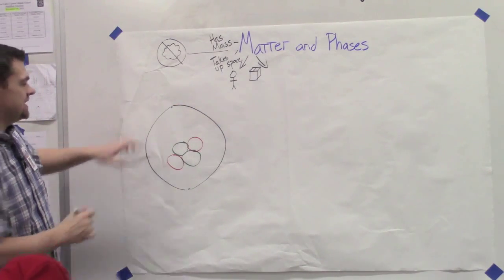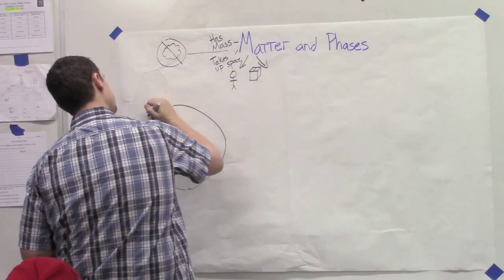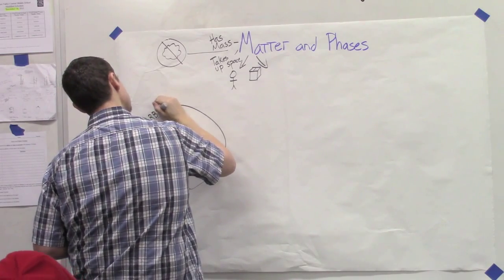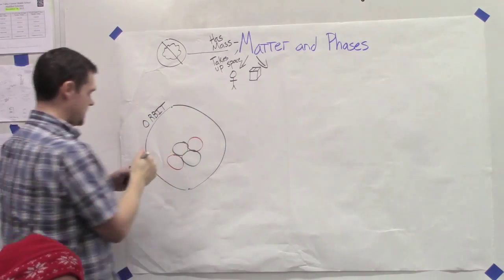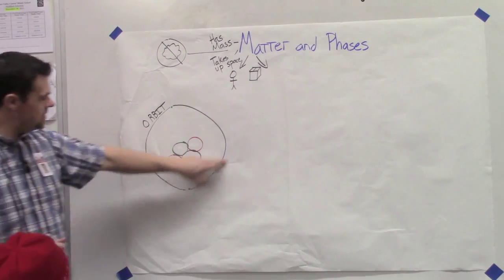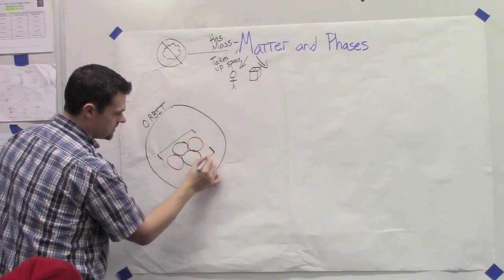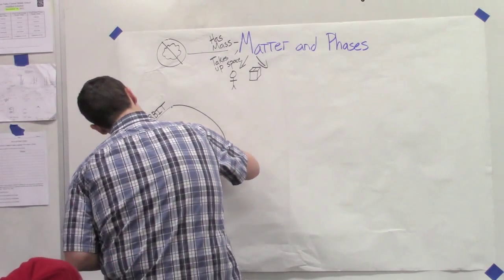Now, this path they take around the nucleus is called the orbit, like our solar system. So the electrons move around the nucleus. This area in here where the protons and neutrons are, that's called the nucleus.